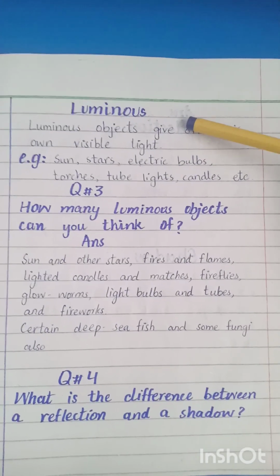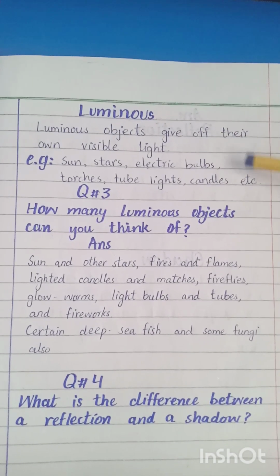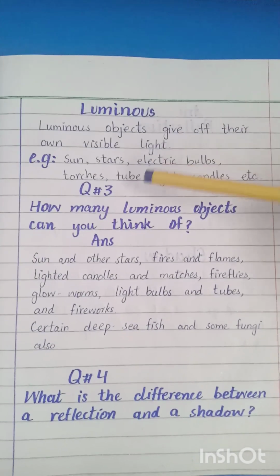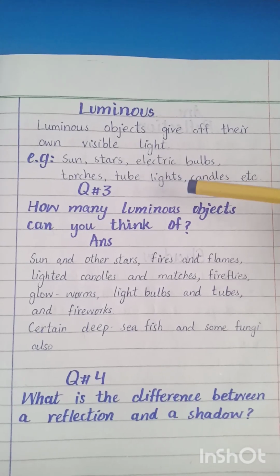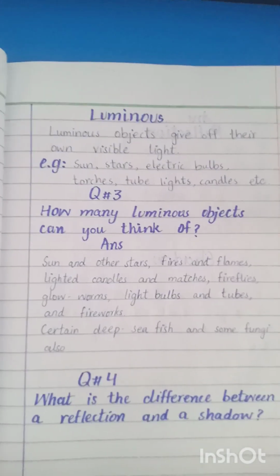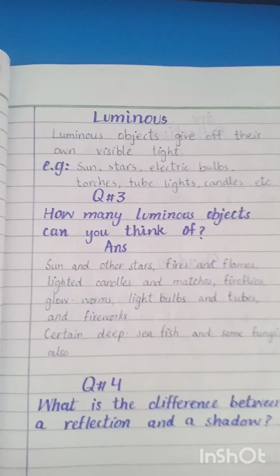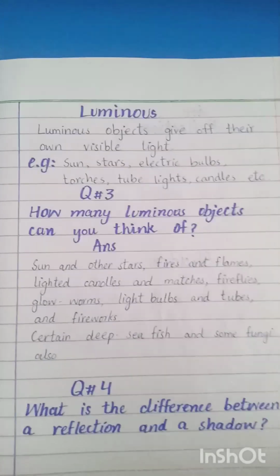The last is luminous, and luminous objects are those that give off their own visible light. For example, the sun, stars, electric bulbs, torches, tube lights and candles. Those materials that give off their own light and are visible to us are called luminous objects.